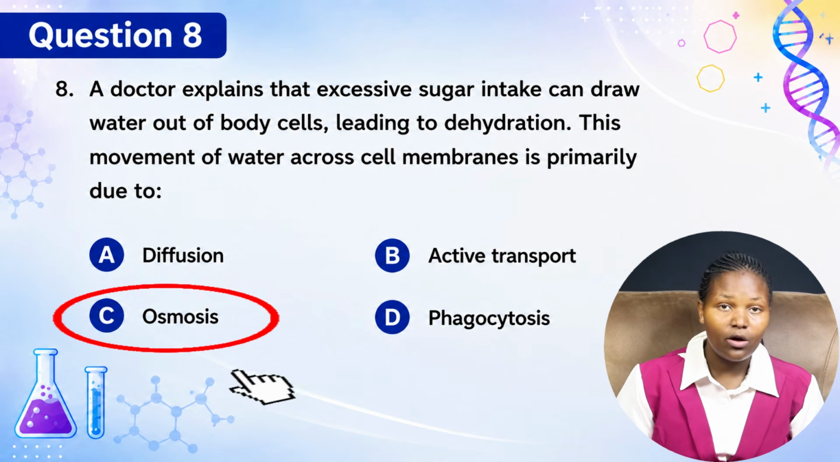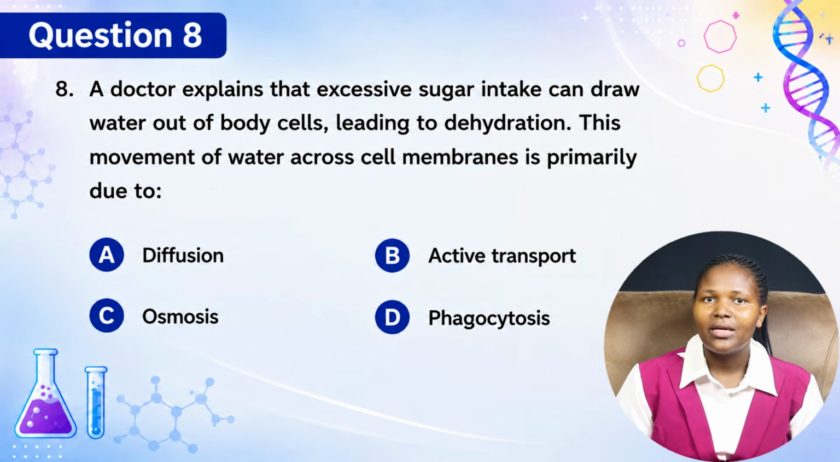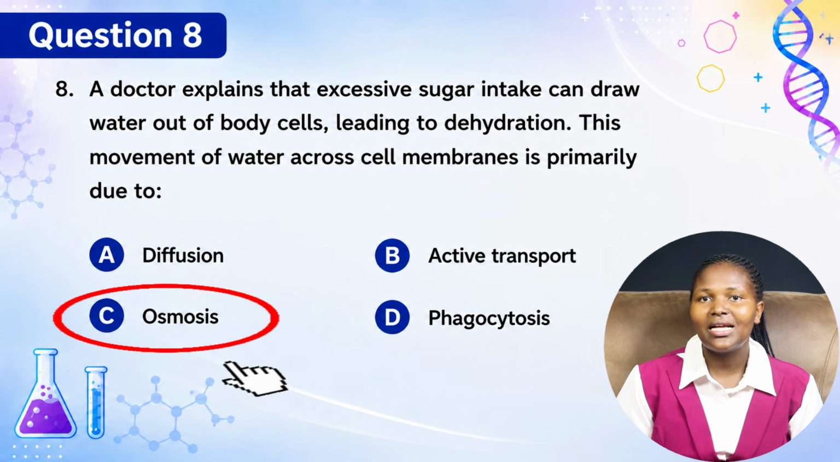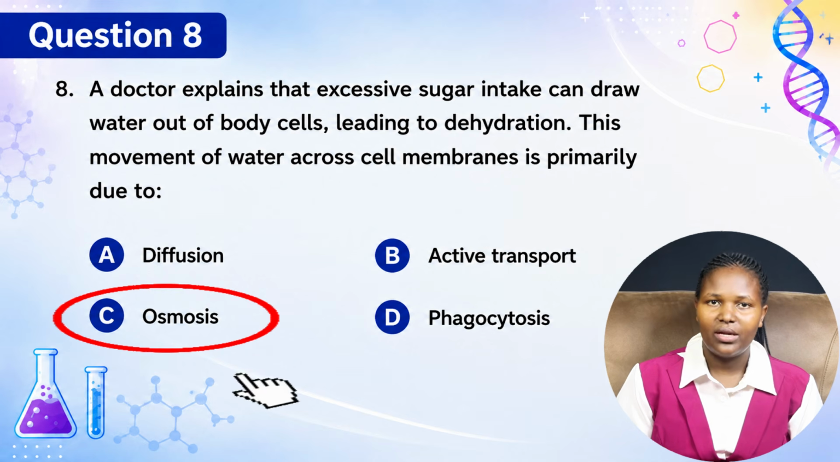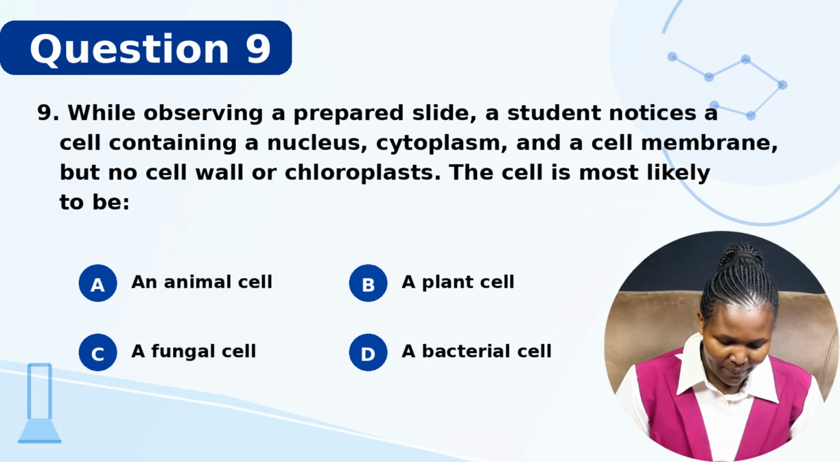And let us look at the other options. Diffusion involves particles generally, you see, and then active transport requires energy. And then phagocytosis involves a cell engulfing large particles. So the others are not correct. And then let us go to question number 9.